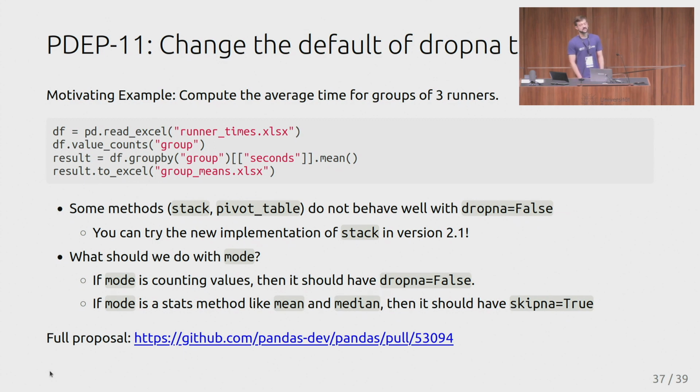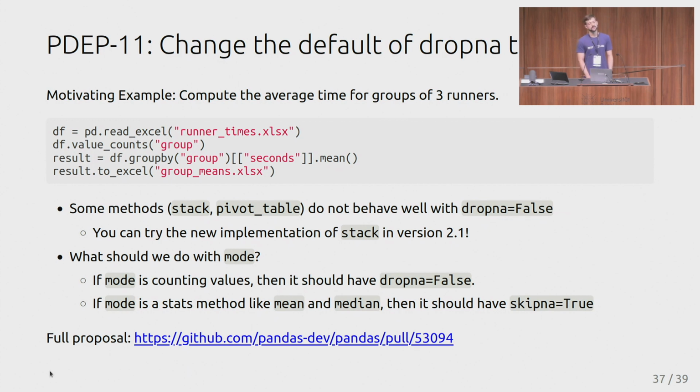It's not quite as easy as it might sound. There's a couple of methods that have this dropna keyword. And they don't behave very well if you specify dropna=False. So as part of Pandas 2.1, we've actually completely re-implemented stack. And you can try it out once we release 2.1. That will become the default behavior in Pandas 3.0, and we will deprecate the current implementation of stack. Pivot tables are up next. We haven't worked on that one quite yet.